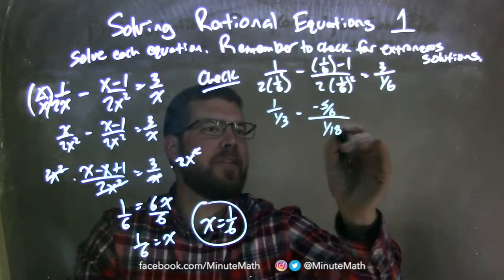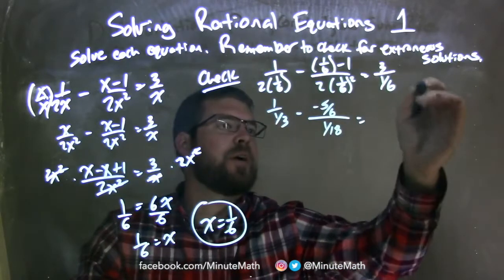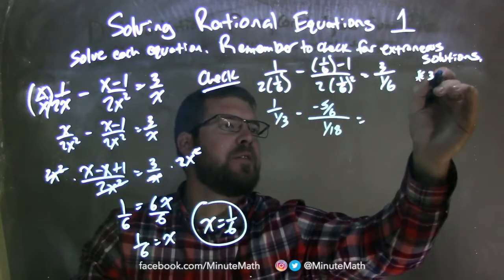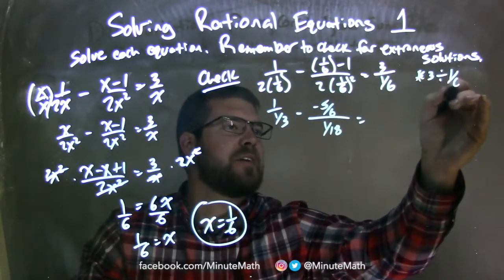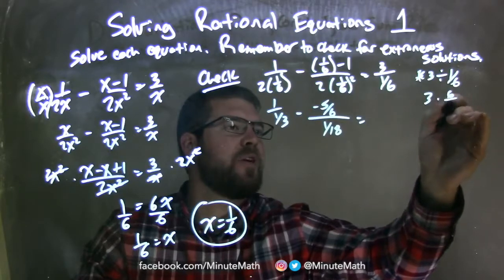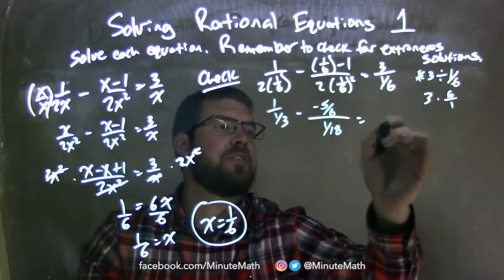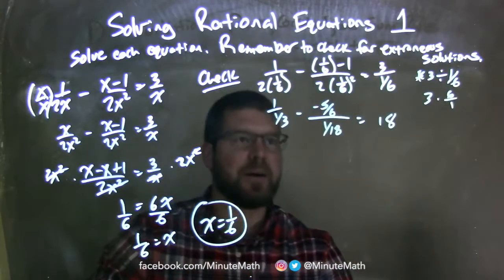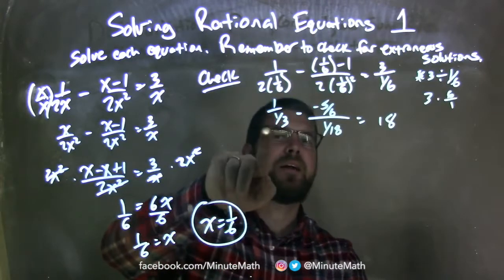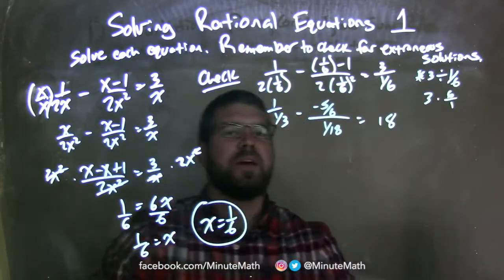So we have 1 over 18 right there equals, now a little trick here we do is 3 divided by 1/6 is the same thing as 3 times 6 over 1. And 3 times 6 is 18. So we have an 18 actually right there. Okay, we can combine that, I can do that same trick with this thing here, giving me a 3 here.